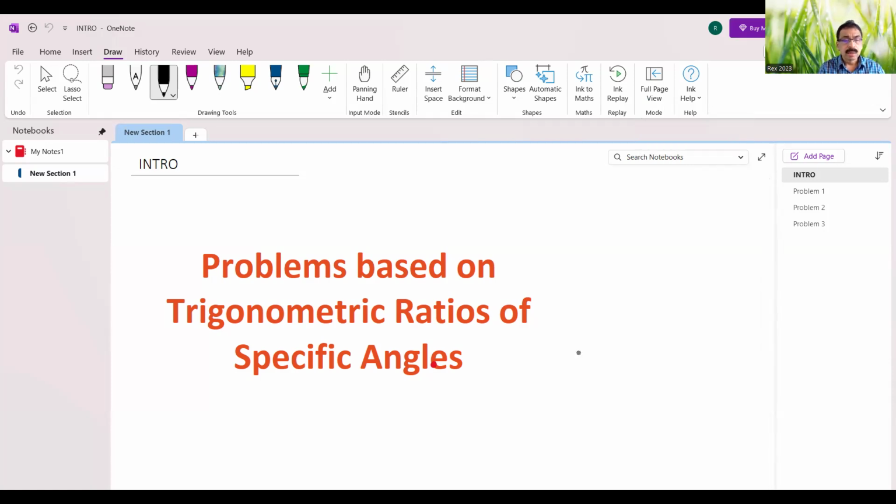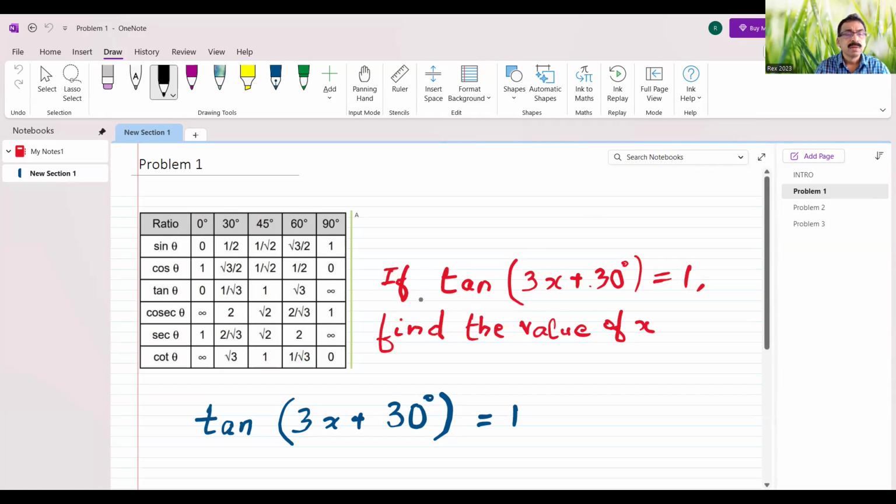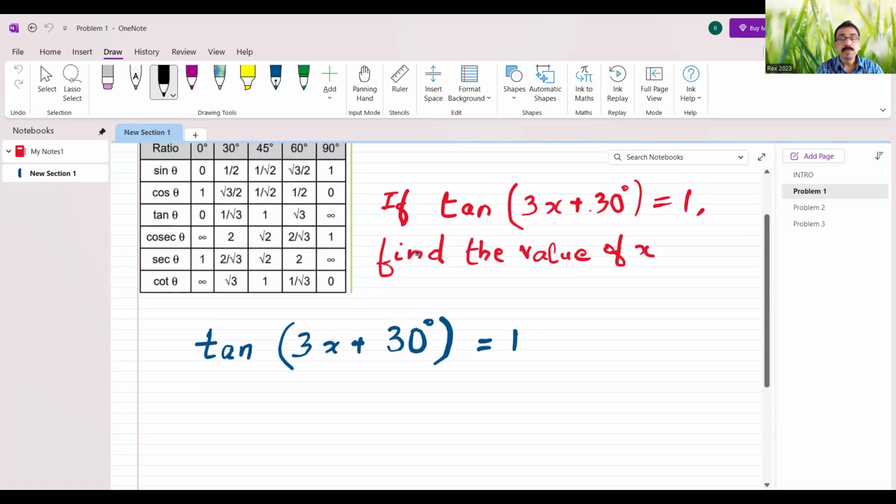Okay, as I said, we'll continue with this topic on trigonometric ratios of specific angles. Let's go to the first problem of today's session. So this is the problem. It says if tan of 3x plus 30 degrees is equal to 1, find the value of x. For your reference, I have given the table of values here.